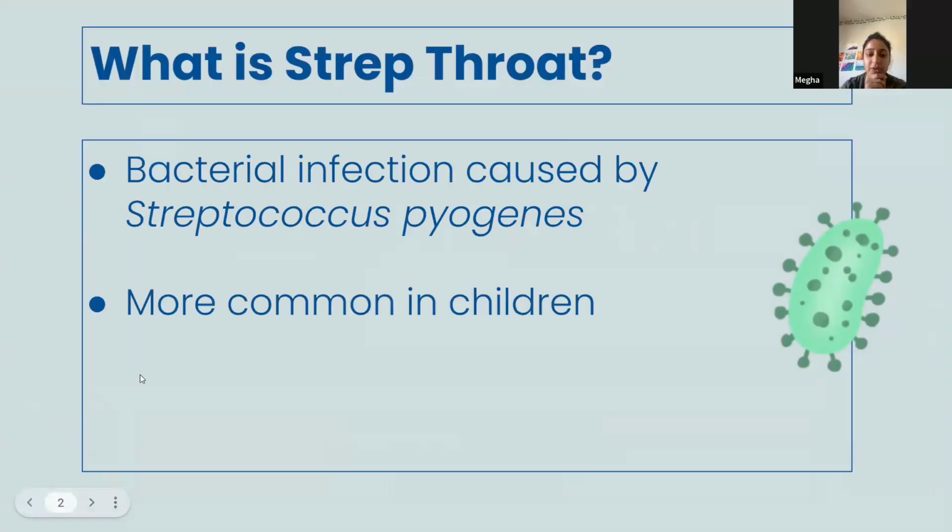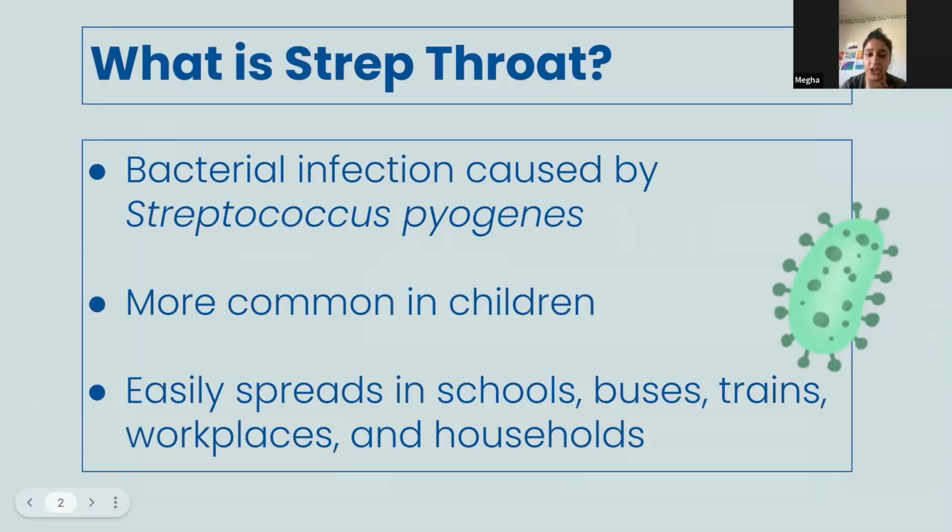So what is strep throat? It's not a viral infection. It's actually a bacterial infection that's caused by this pathogen called Streptococcus pyogenes. And it is more common in children. Adults can also get it and sometimes get tested for it as well if we're concerned, but it's especially common in kids. And it spreads very easily in schools because they're in close contact with a lot of other kids. It can spread pretty quickly in schools and buses, trains, workplaces, and households.